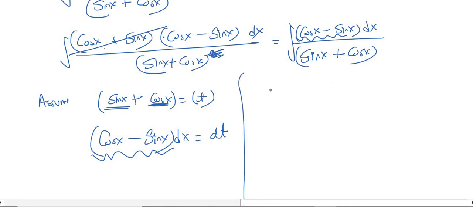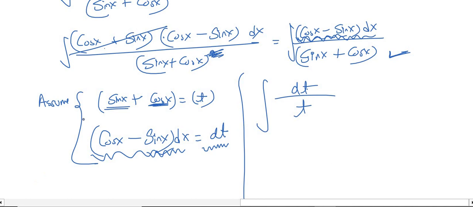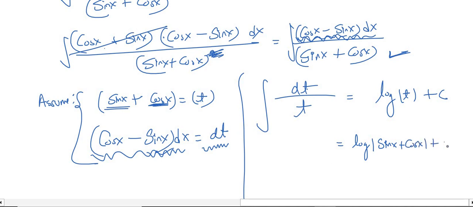Correct? So let me write down, this is dt by t. You can see this entire numerator is nothing but dt, and the denominator we have assumed as t. So the integration of this is log of mod of t. And what is t? t was sin x plus cos x, plus c.